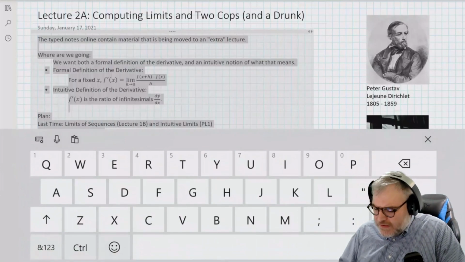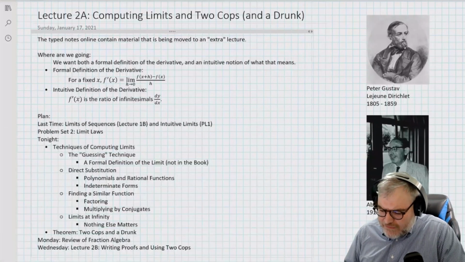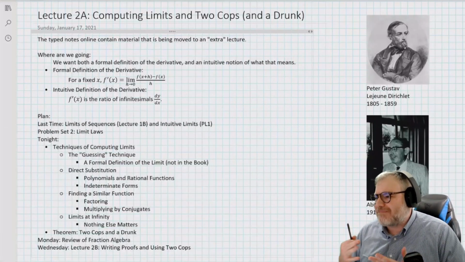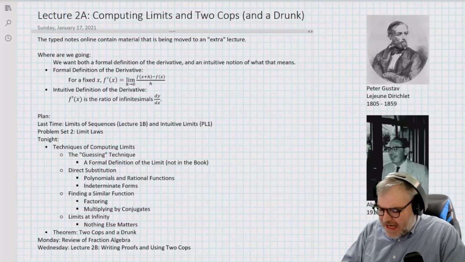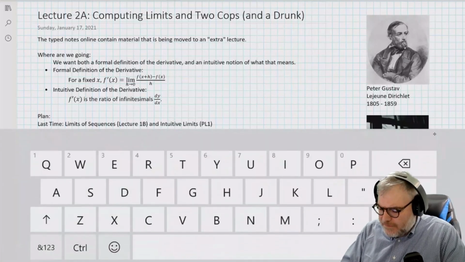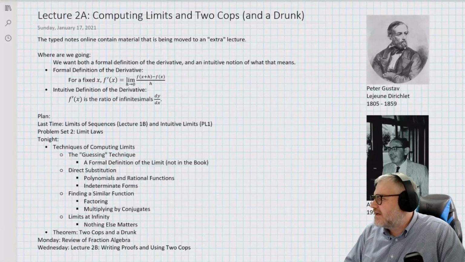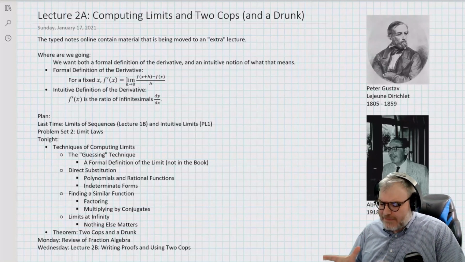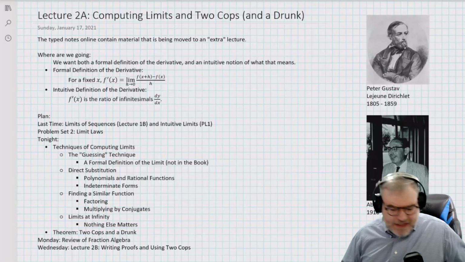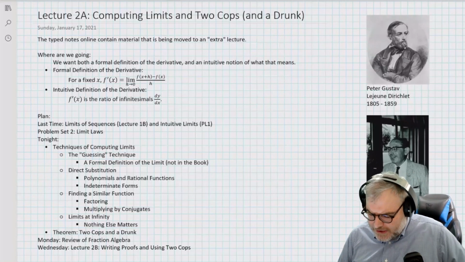Okay, so where are we going? Well, we want the formal definition of the derivative and an intuitive notion of what that means. This formal definition of the derivative is this idea of a limit being fixed. So I have this idea of the formal definition as sort of the limit of the secant lines. And I used to have an animation for that, but I don't know where it is.